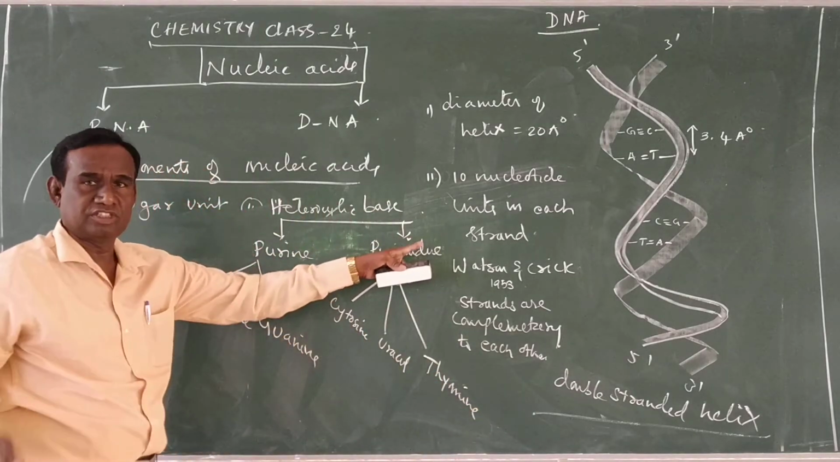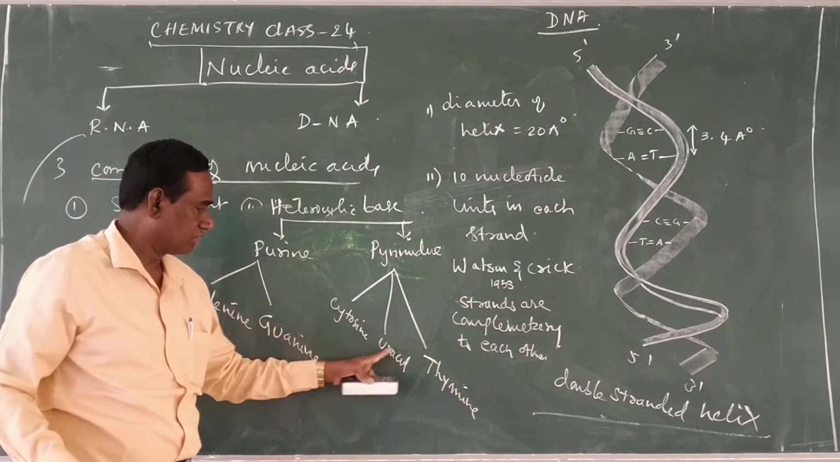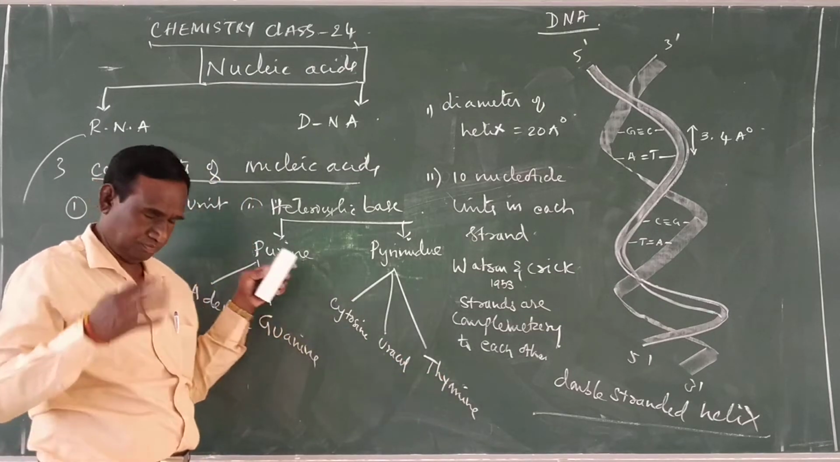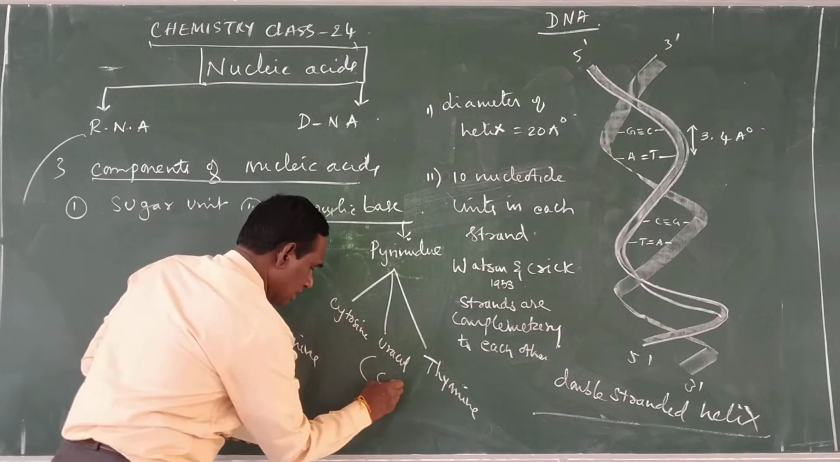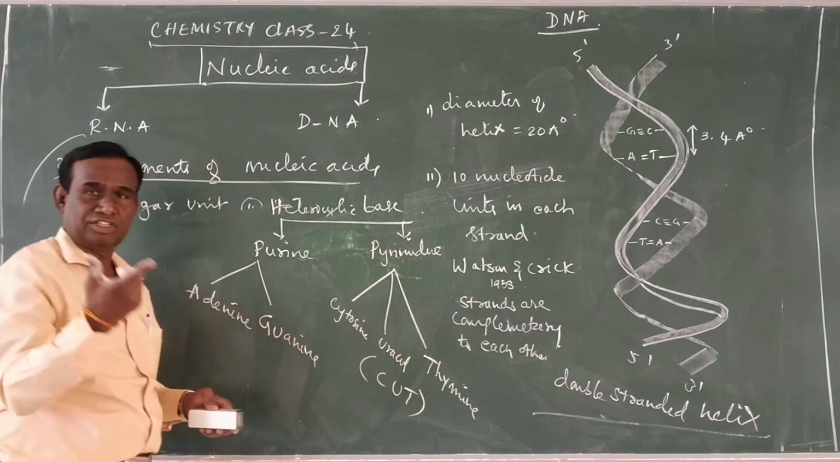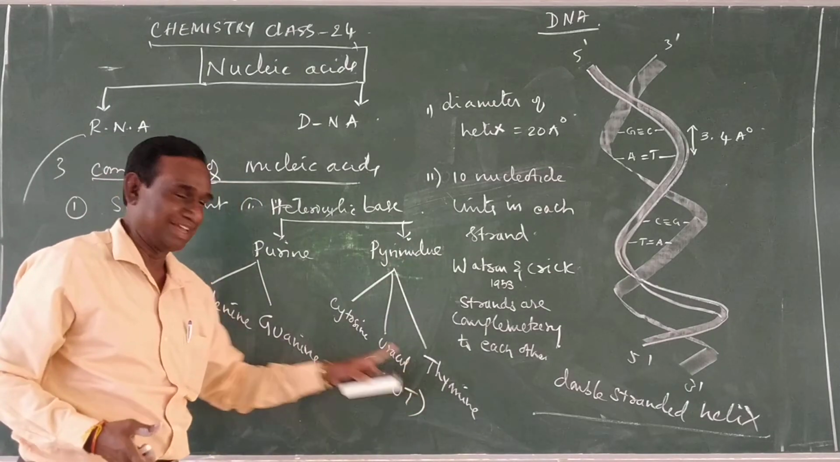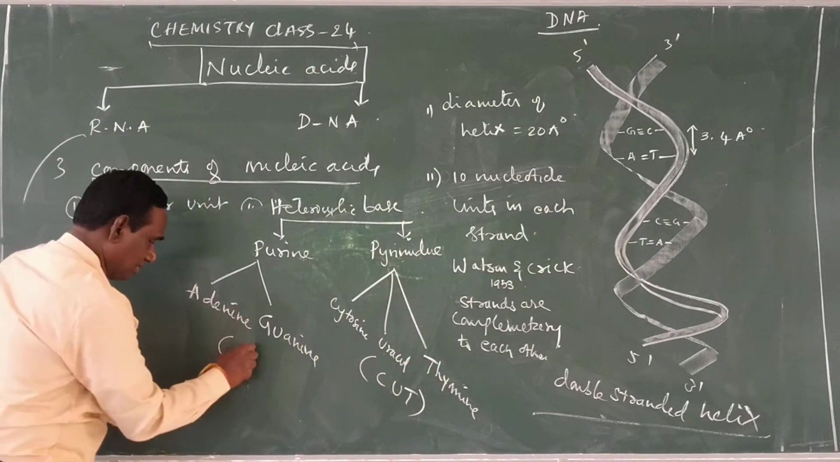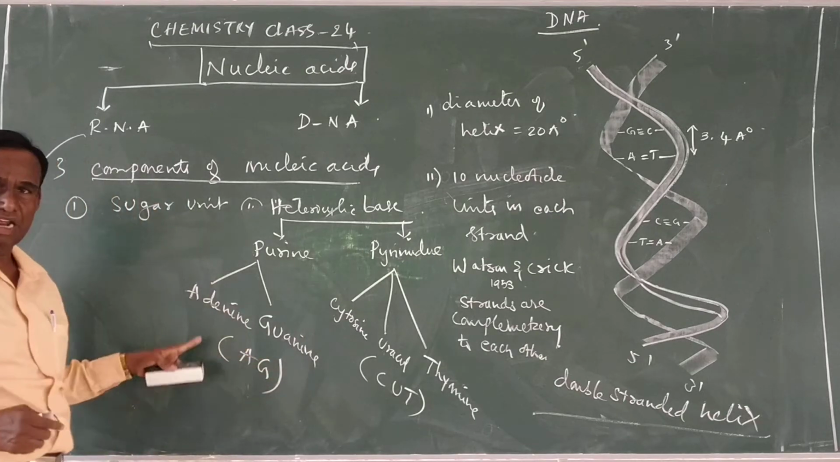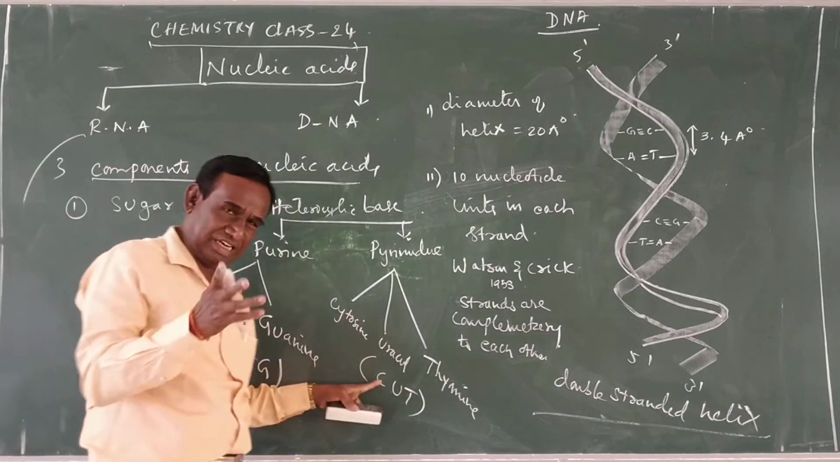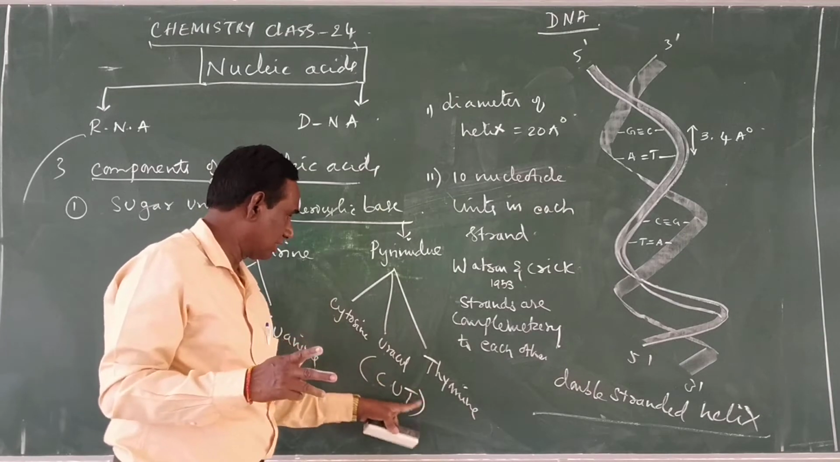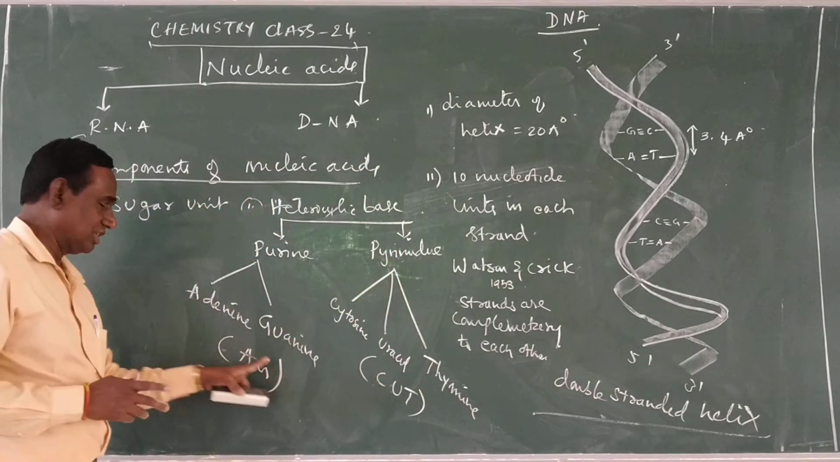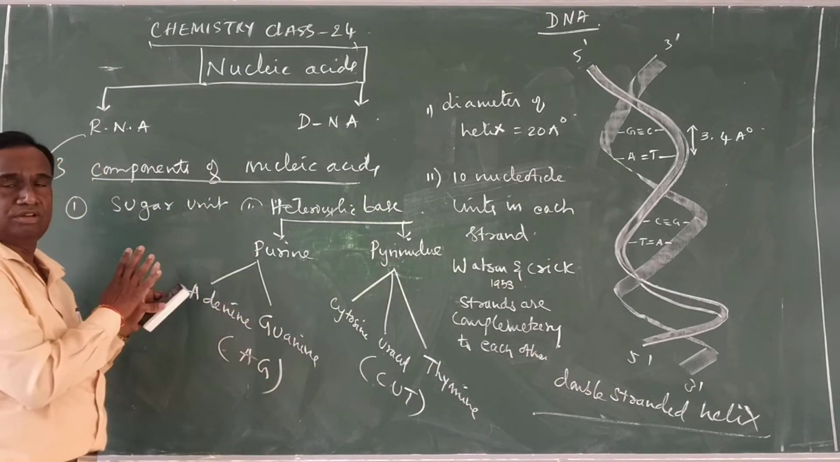Here, the pyrimidine bases are three: cytosine, uracil, thymine. For remembering, you see CUT. What is CUT? Cutter: cytosine, uracil, thymine. And this is Ag. Ag means silver: adenine, guanine. This is CUT, that is cytosine, uracil, thymine, the pyrimidines. Ag, that is adenine and guanine, the purines.